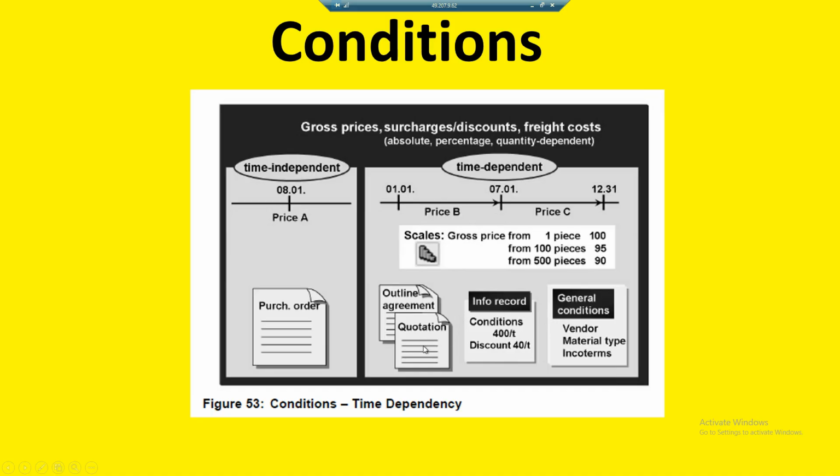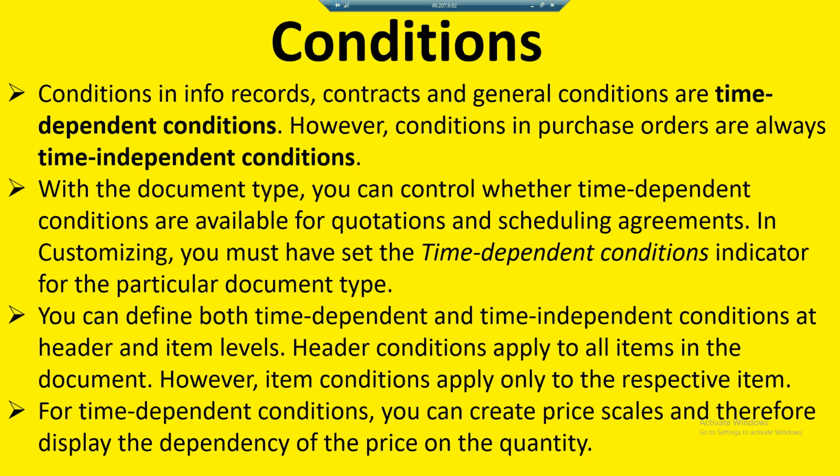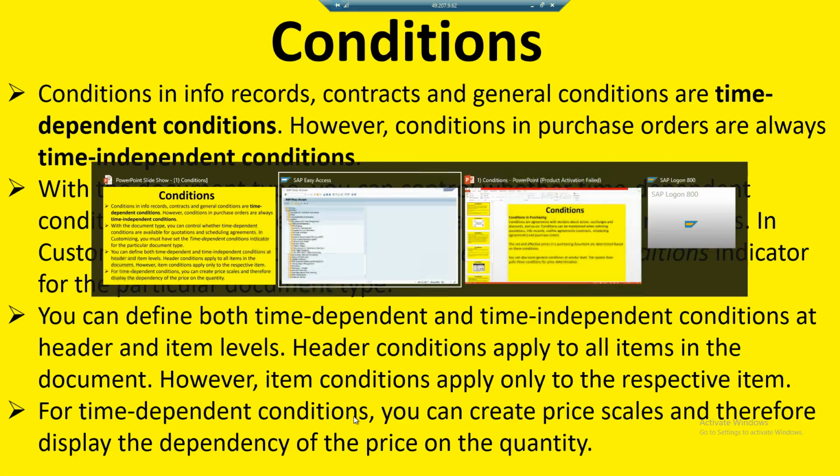There is a special case where, for quotation and scheduling agreement, the time dependency can be controlled by document type. So with document type, you can control whether time dependent conditions are available for quotation and scheduling agreement. In customizing, we have to set this indicator, which I will demonstrate. So now let us see each one. We'll go to the system demonstration.